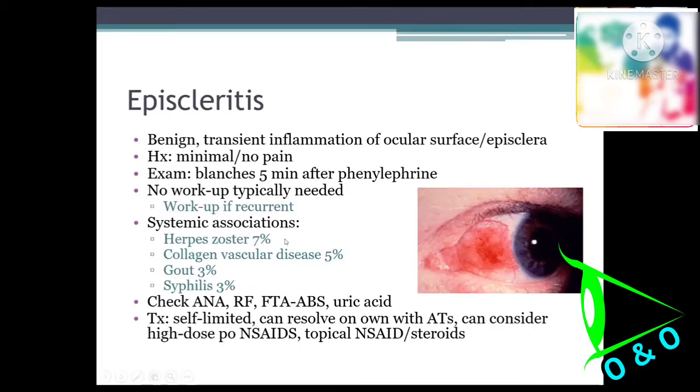There are a few systemic associations. It's associated with herpes zoster, collagen vascular disease, gout, and syphilis. So if it is recurrent, here's some of the lab work that can be checked. Typically, this is self-limited. It actually can get better on its own without any treatment. You can consider high-dose oral NSAIDs or topical NSAIDs or steroids to really speed up the recovery.